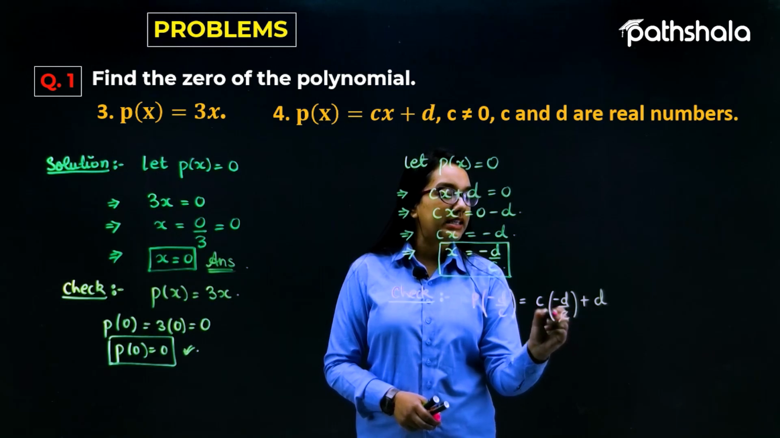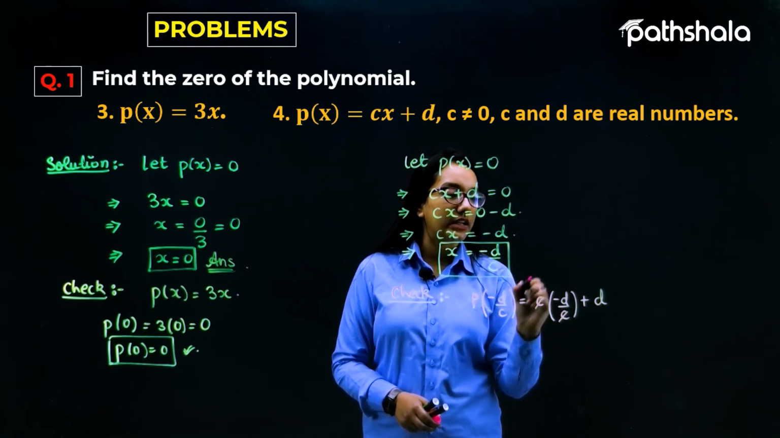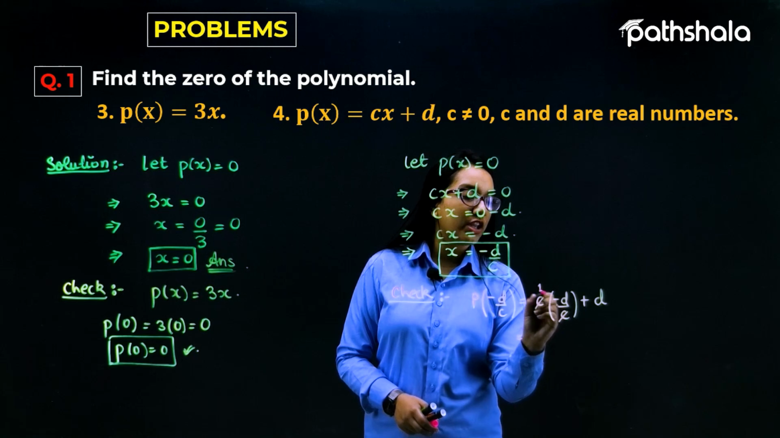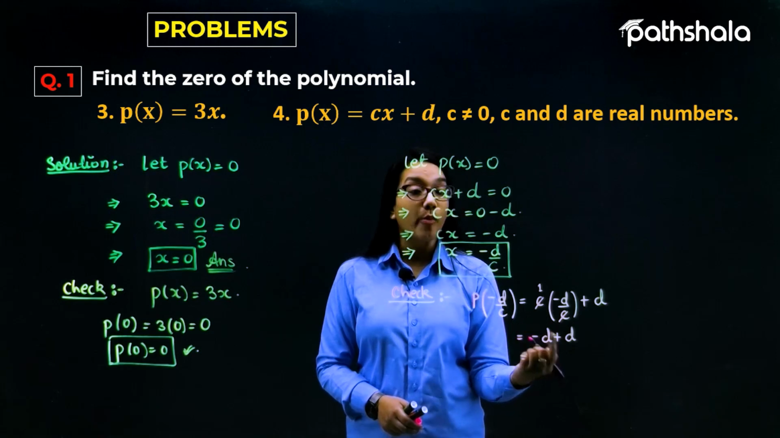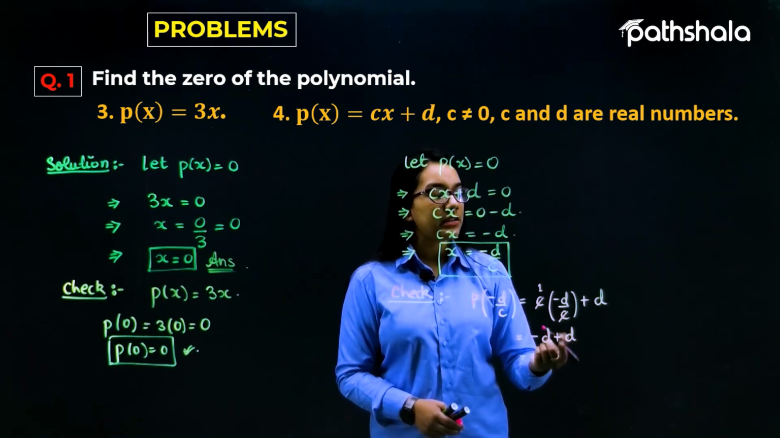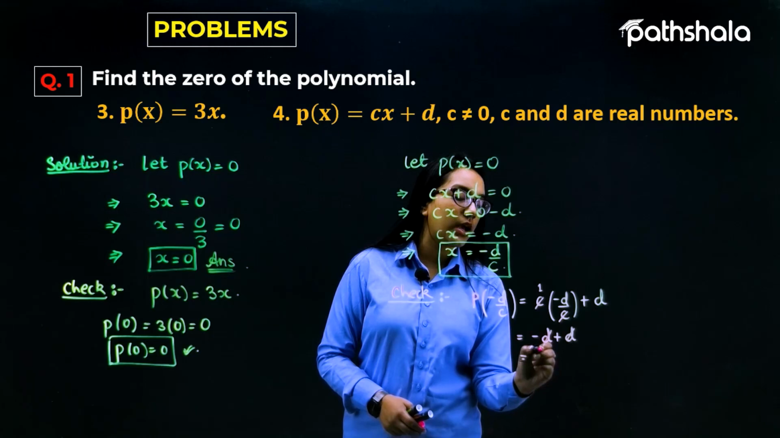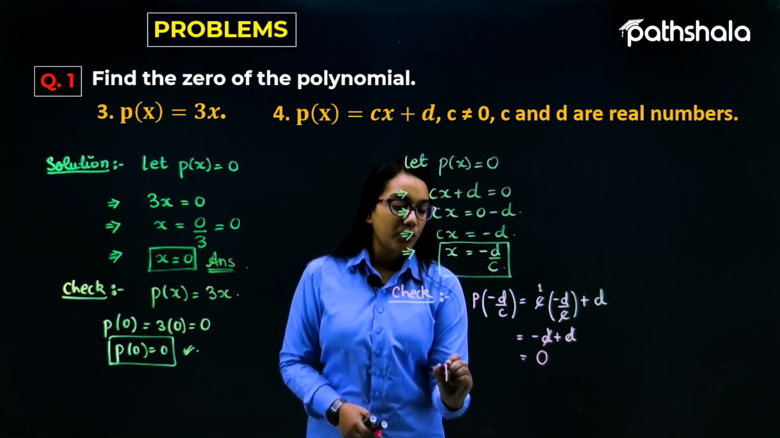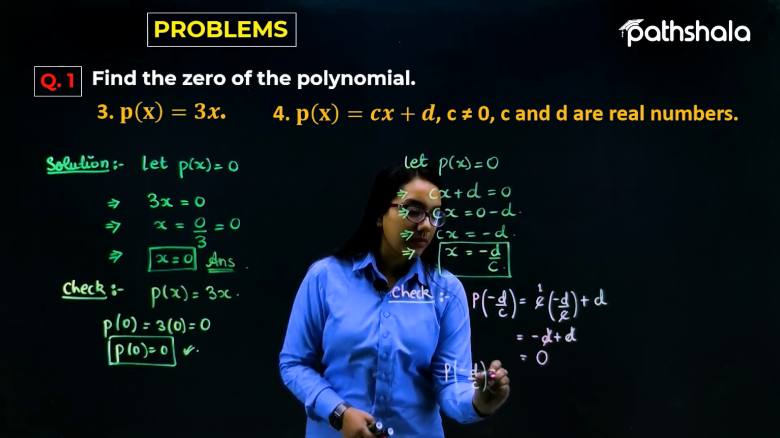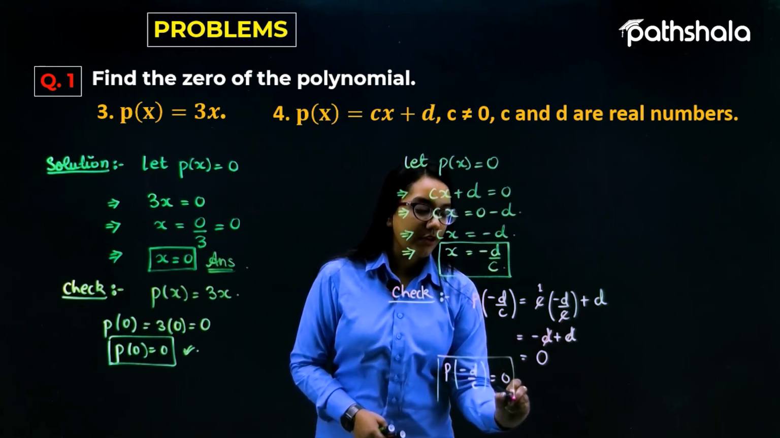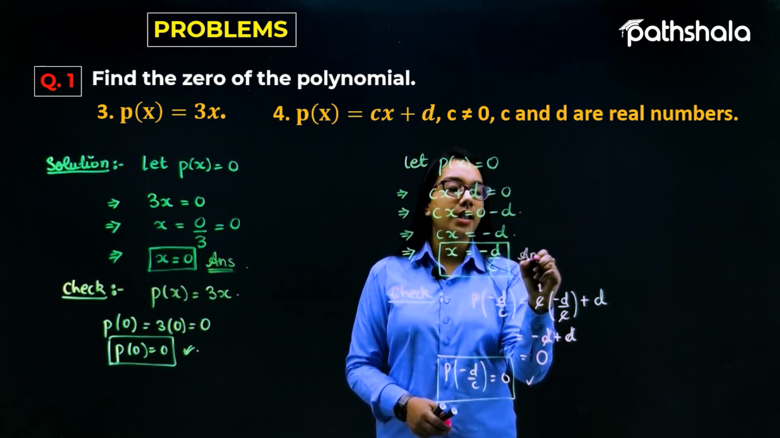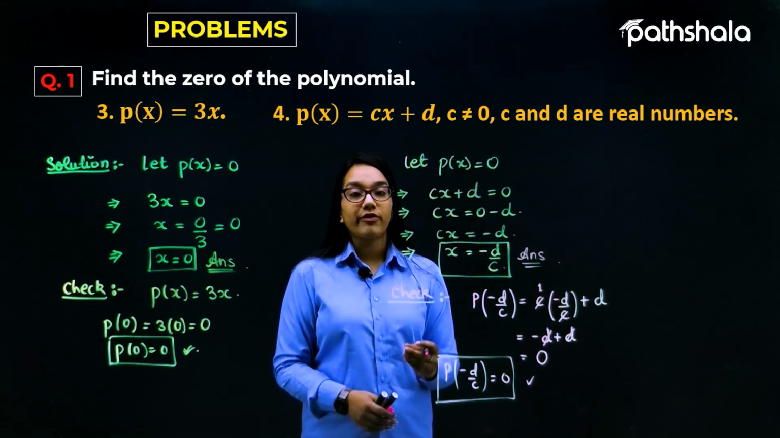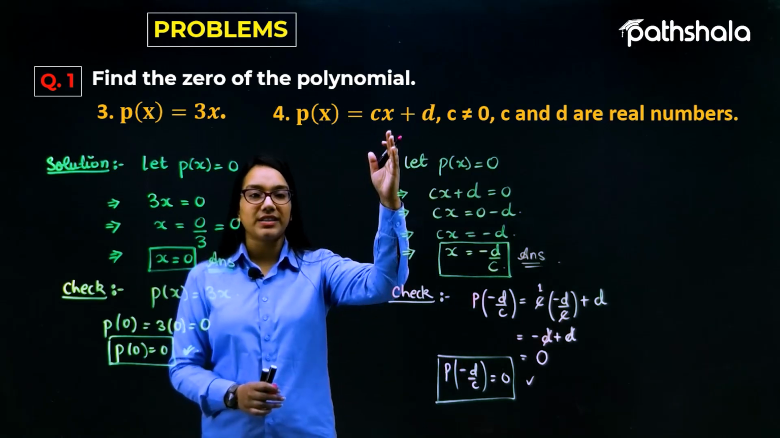Now we can cancel c and c, as c into 1 is definitely c. So it would be -d into 1, which is -d, plus d. Both are the same with opposite signs, so they cancel each other. At the end, we are getting 0. So p(-d/c) = 0. Hence the definition of the zero of the polynomial is verified. It means this is our answer, the zero of the given polynomial function p(x) = cx + d.